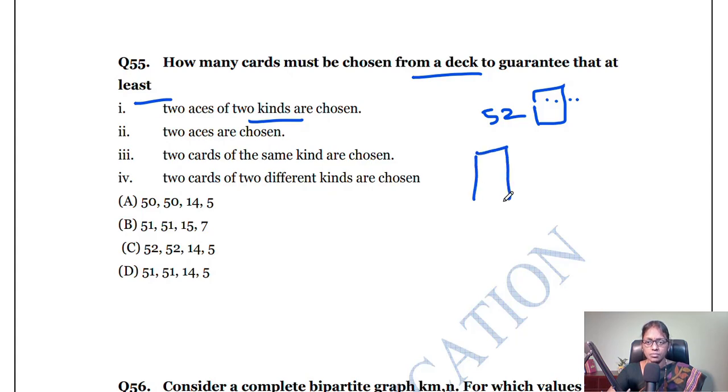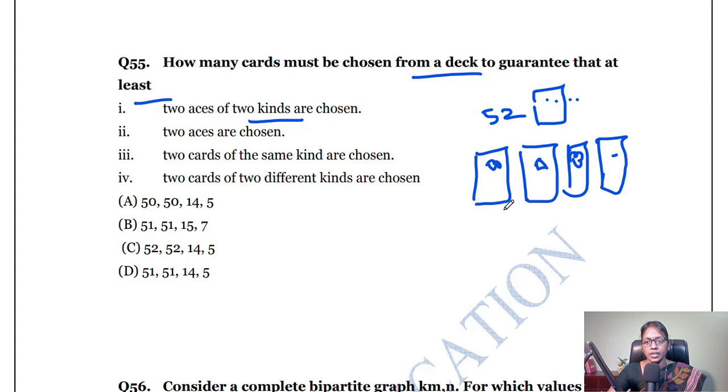And they are represented in 4 shapes. Okay, one is heart, one is diamond and club, and another one is spade. So each will have 13 cards, and this shape is having 13 cards, and spade is having 13 cards, right? So they are asking for 2 aces. I want 2 aces of 2 kinds chosen. If I want this, how many cards do I have to take?